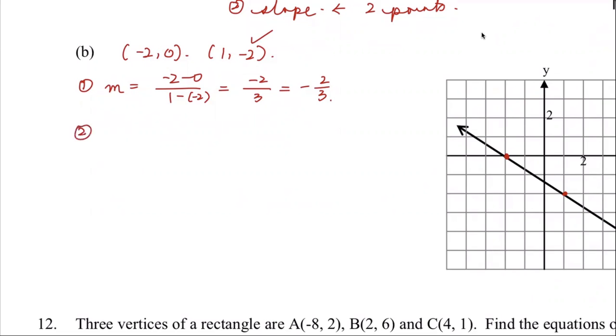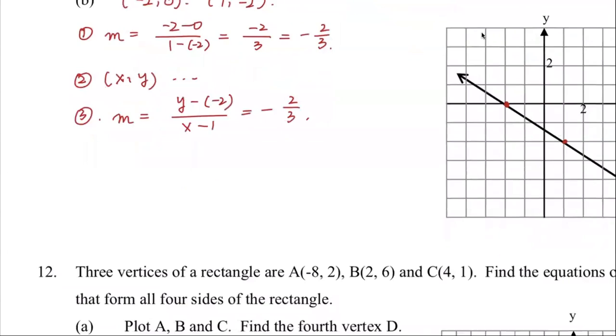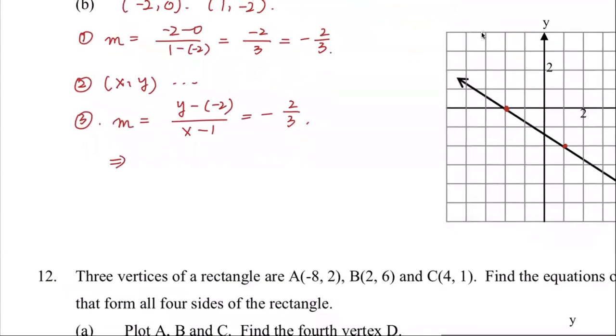So the second step, we let x, y represent all the points on the straight line. Third step, we use the slope formula again, right? Y minus -2 over x minus 1 is equal to -2 over 3. Right? What does this give us? This gives us y plus 2 is equal to -2 over 3 times x minus 1.